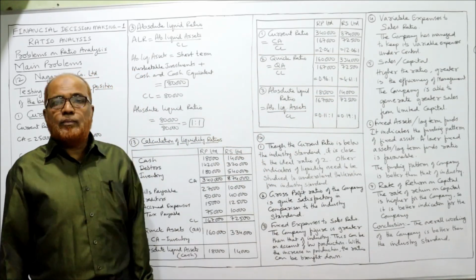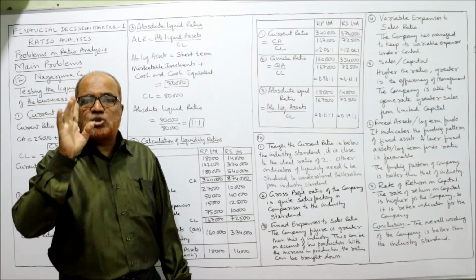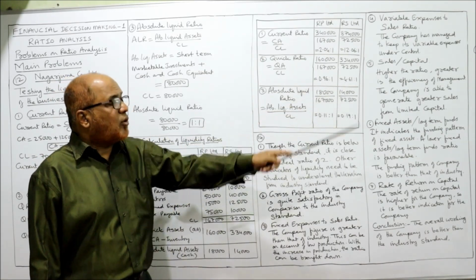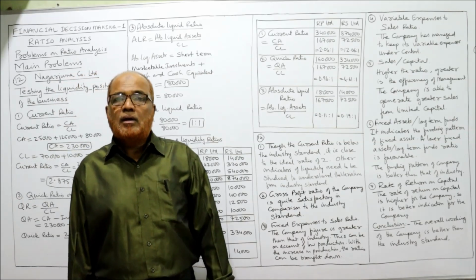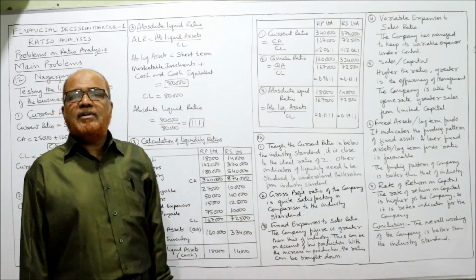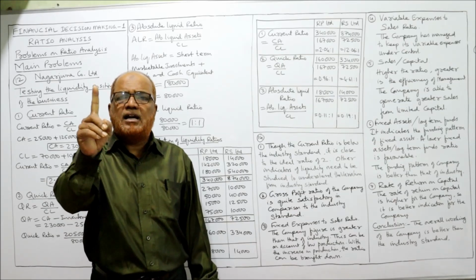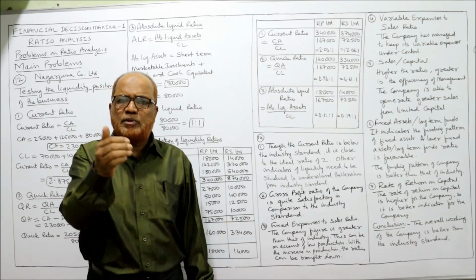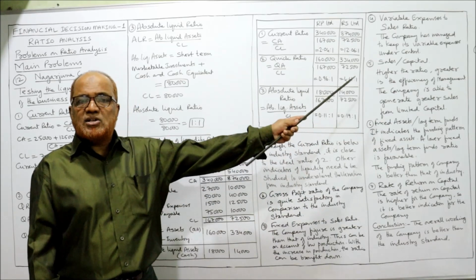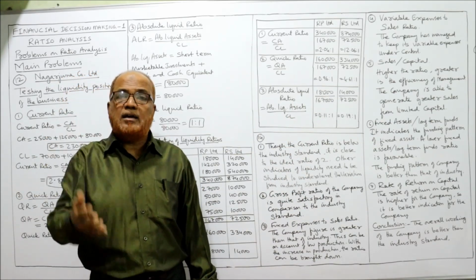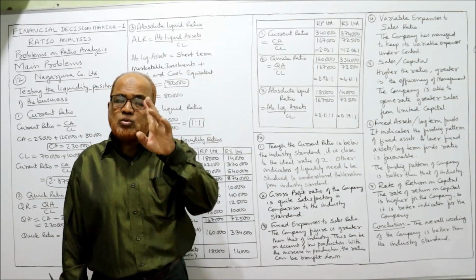Secondly, quick ratio. The standard quick ratio is 1:1. Here it is 0.96:1. Here it is 4.61:1. The RP Limited is having 0.96:1, which is just below the standard of 1:1. Just below the standard. Whereas in case of RS Limited, it is 4.61:1. It is very high. We have to keep only 1:1.